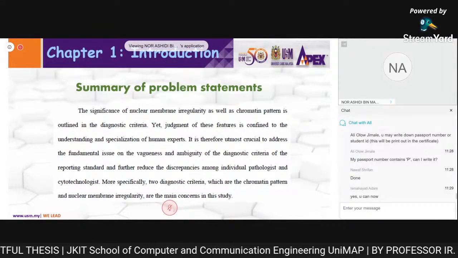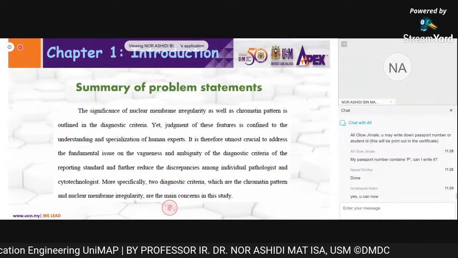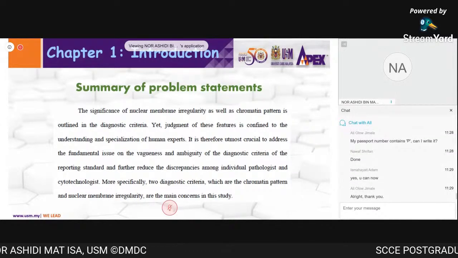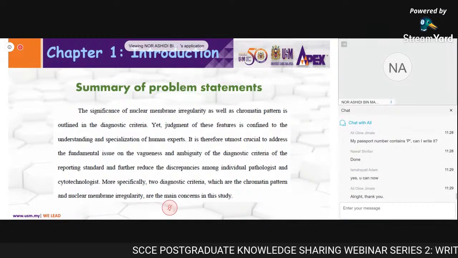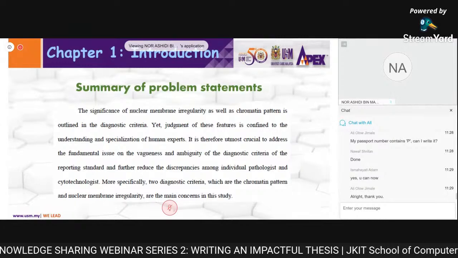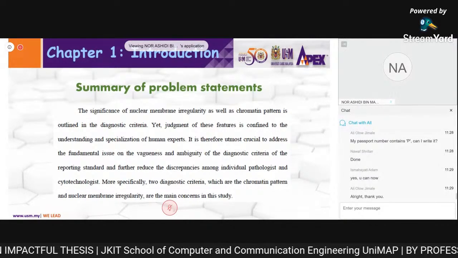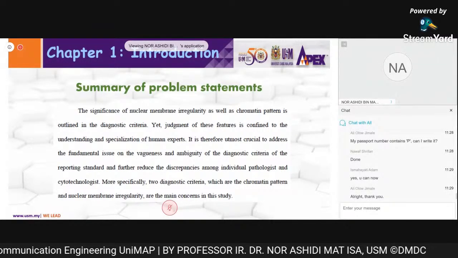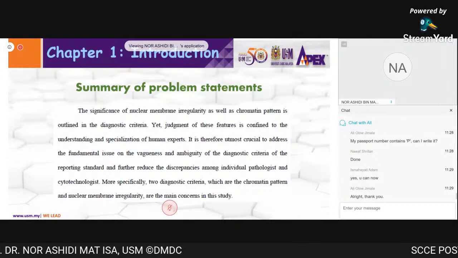But my student only focuses on two, which are chromatic pattern and nuclear membrane integrity. Meaning that, let's say there are from A to Z number of features of the cervical cell that can be studied, but my student only focuses on feature A and feature B. So only two features, but she managed to support everything, support the methodology, support analysis. At the end of the day, she came out with a good result.